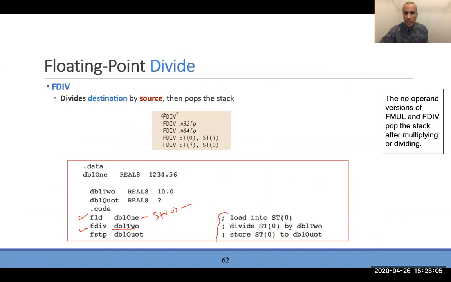So the fdiv is exactly the same as add and subtract. It's either no operand, or it's going to be memory, or it's going to be registers. Okay?